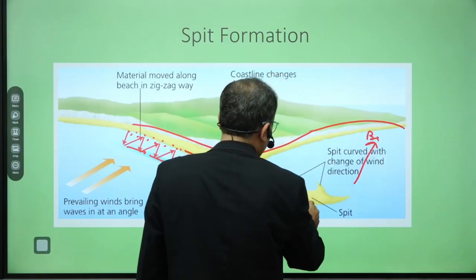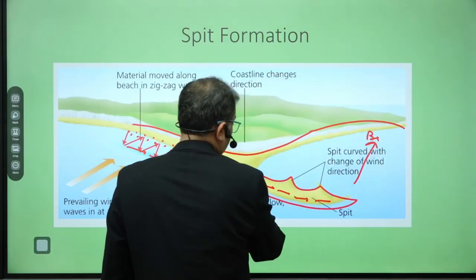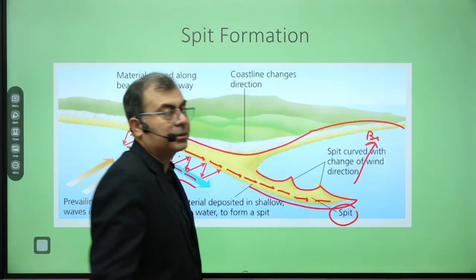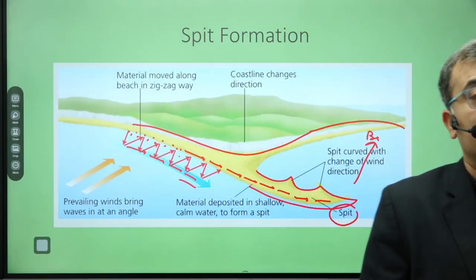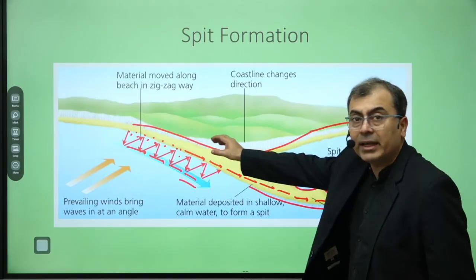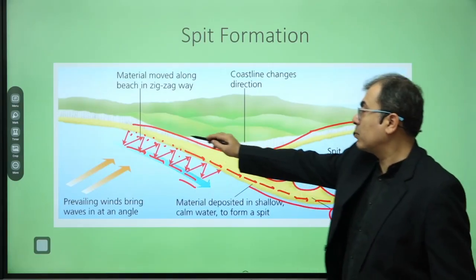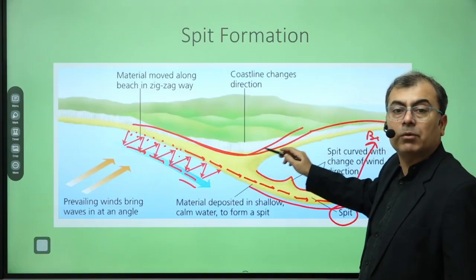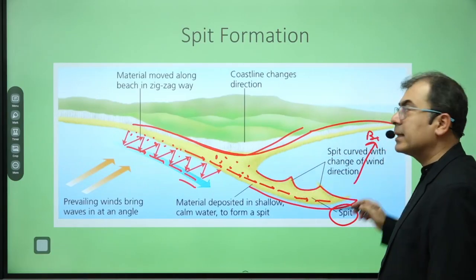Bay के mouth पर क्या आने लगा? A depositional feature, and that is called a spit. Is everyone okay? How a spit is created? Spit is a sedimentary extension of the coastline. The coast was like this, but what we see is that some sediments got collected like this.